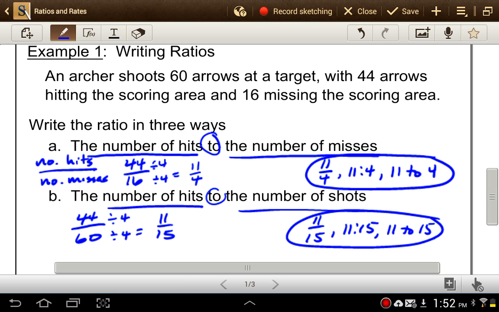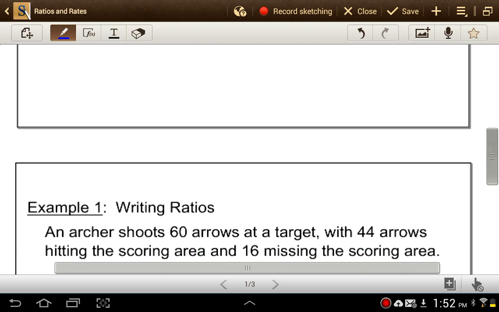Key things: keep them in their forms. Don't write them as mixed numbers. Do not write them as decimals. And always simplify them. Okay? Moving on to my next example.